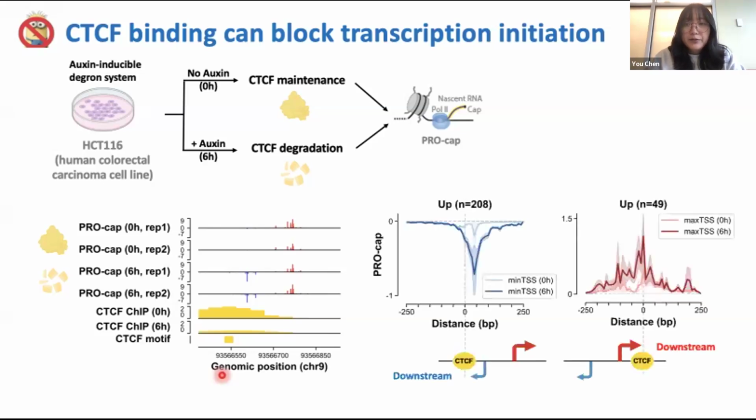Then we examine the transcription changes relative to the CTCF motif in all elements that show upregulation either in the minimum or maximum site. This rule holds true: CTCF serves as the blocker when located downstream of the TSS. Here, downstream refers to the direction where RNA polymerase II is moving toward.